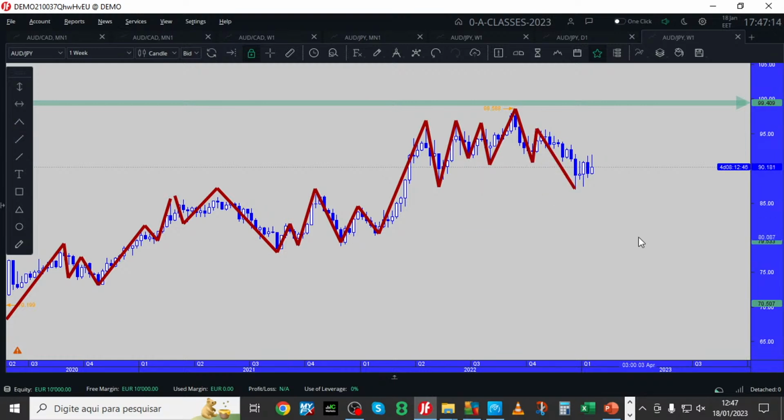Very good. Mike said weekly is in a new downtrend. Congratulations. AUD JPY weekly chart, we are in a short-term downtrend.